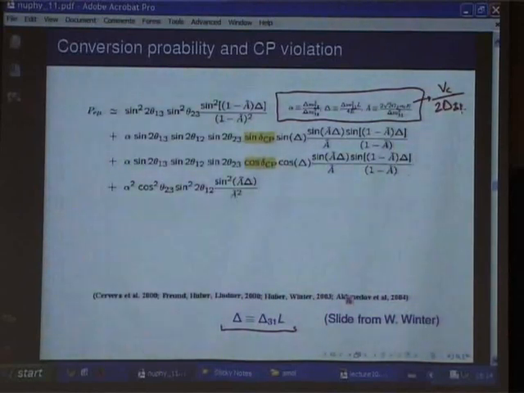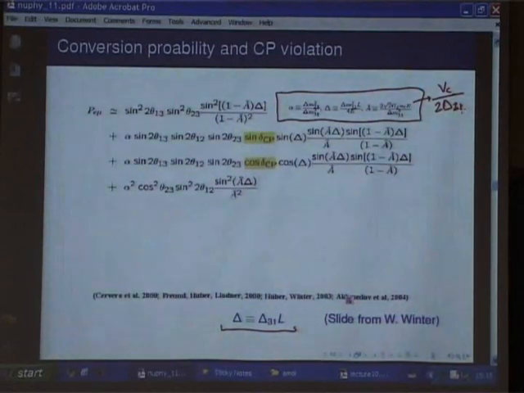So now let's look at these 4 terms. The first thing to notice is what are the orders of these terms. What order are they? The first term has sine square 2 theta 13. Let's say I take my small parameter to be sine of theta 13. Sine square 2 theta 13 means this is second order in theta 13. So the first term is second order in theta 13.